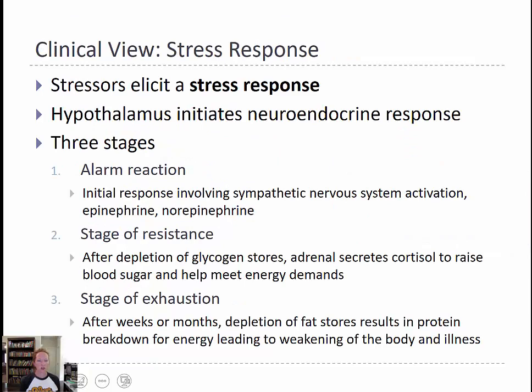So now let's take a look at how this stress gland is going to come about in the stress response. Any kind of stressors that you might have in your life will elicit this thing called a stress response. So stressors, you can have good and bad stressors, right?